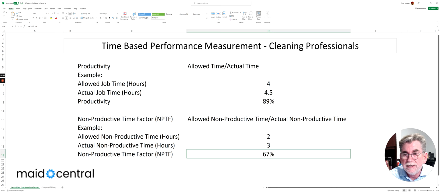But you're going to find that this is going to be a very valuable KPI for you and giving you insight as to how you can maximize the return off of the cleaning professionals you have in your business.